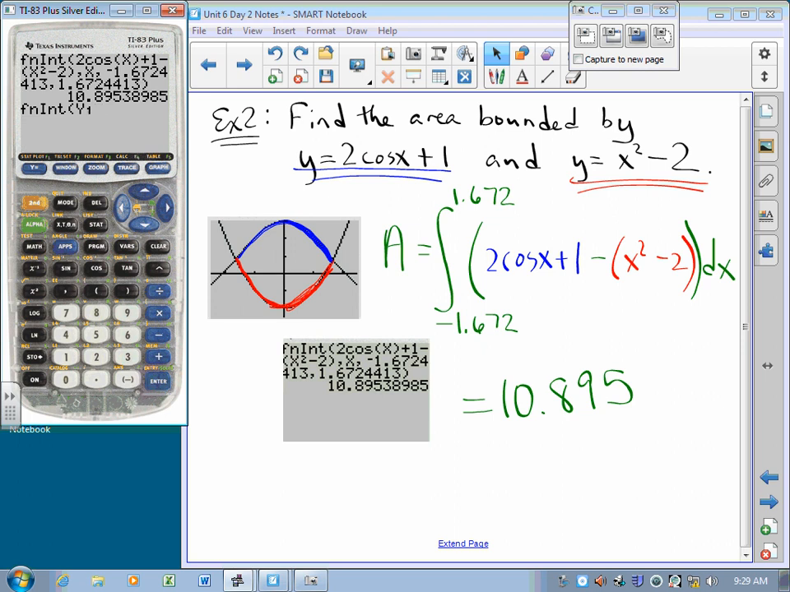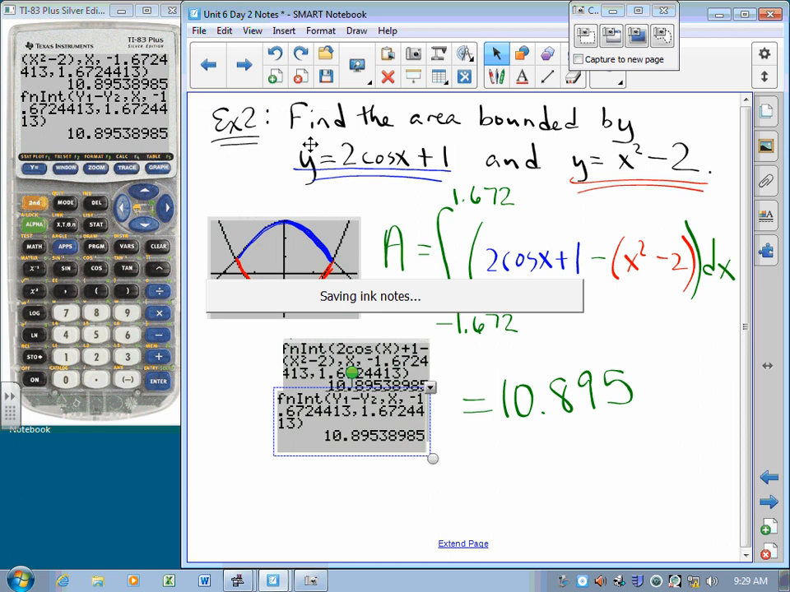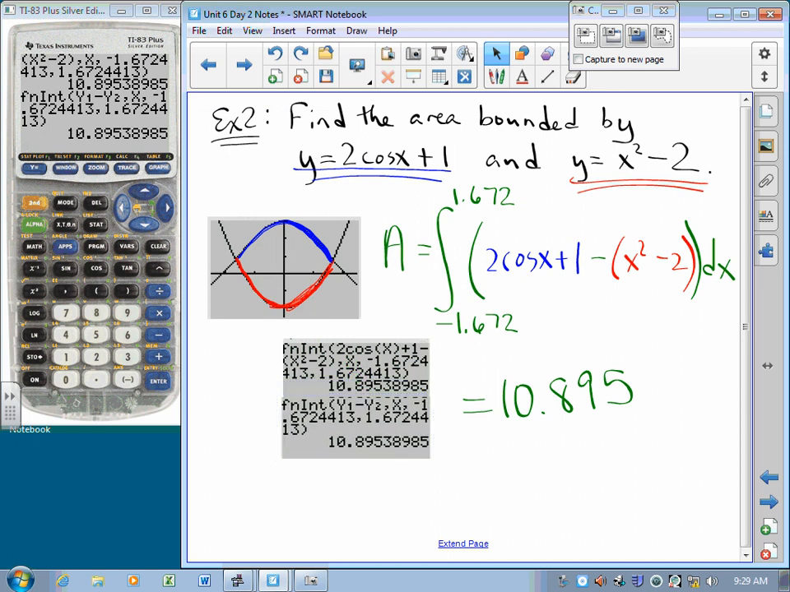that cosine value, that cosine curve, minus vars, y vars, the function y2 with respect to x from negative 1.6724413 to positive 1.6724413 and get the same answer as before. That's sort of a big deal, actually. So these are things that you want to know how to do on your calculator because they matter. Yes, that looks good. Okay.